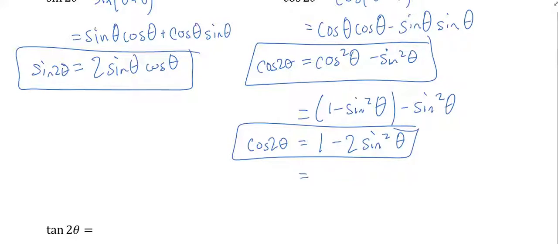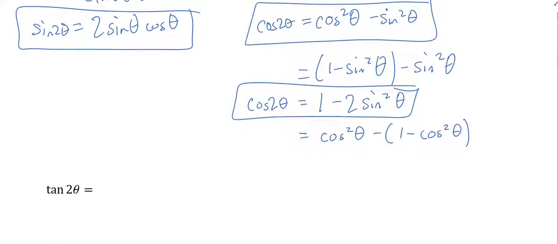Or couldn't I have done it the other way? Cos squared theta minus 1 minus cos squared theta. So replace the sine squared theta. And now I have to distribute the negative 1 through. So I'm going to get cos squared theta plus cos squared theta. So I'm going to get 2 cos squared theta minus 1.